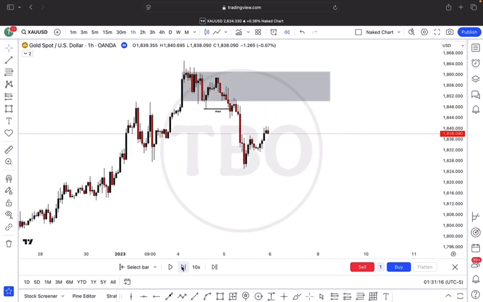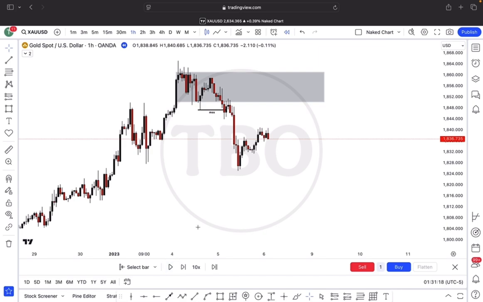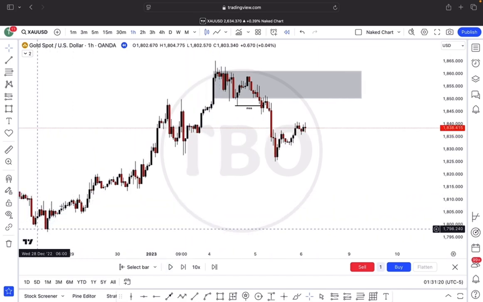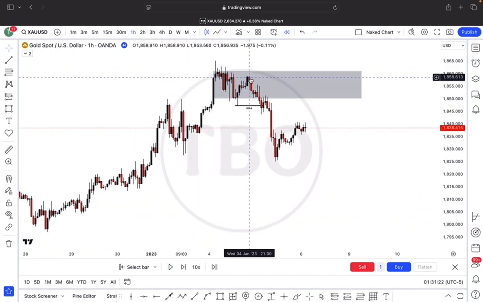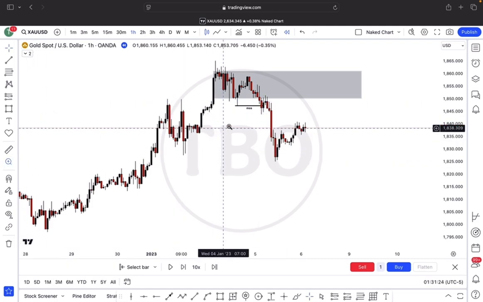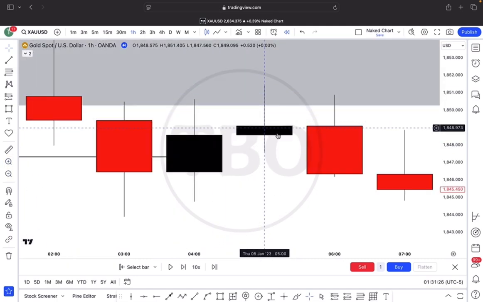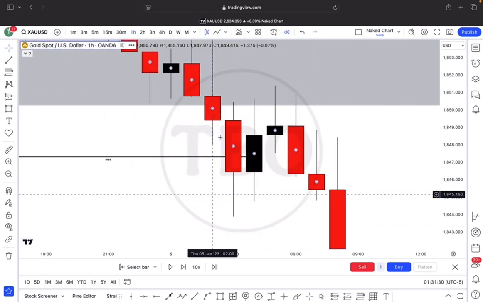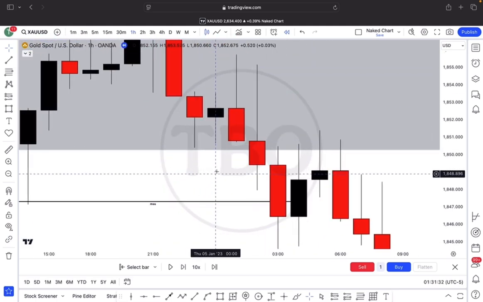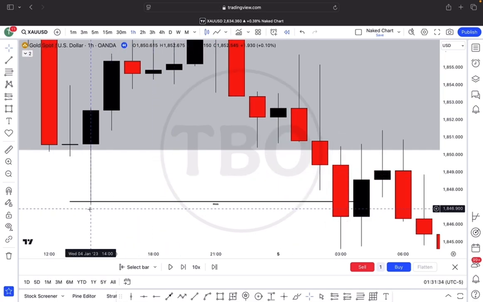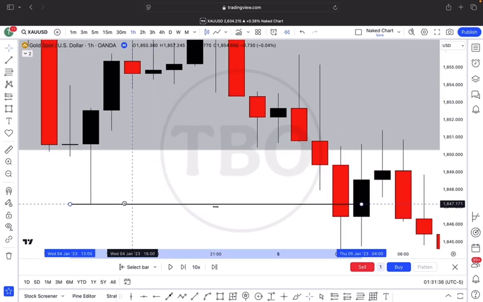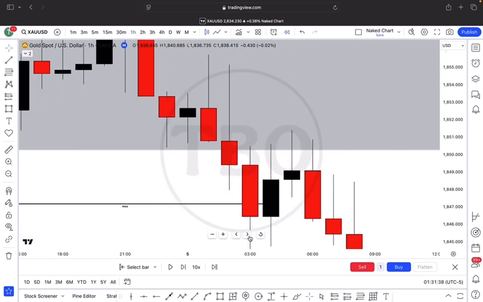Guys, I can't make this up. I cannot make this up. Rally, base, drop. Let me zoom in for y'all, man. Look, after the drop, right, market structure shift right there, we had the retracement entry, right?